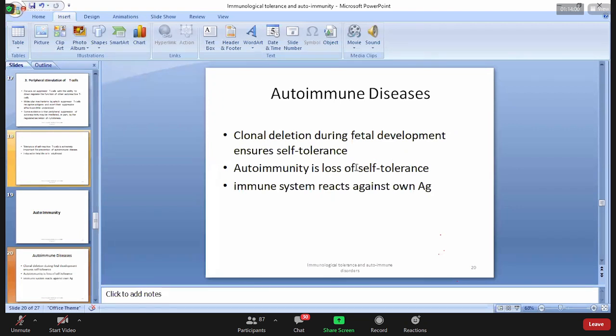Then number five, discuss the factors that predispose to autoimmunity.